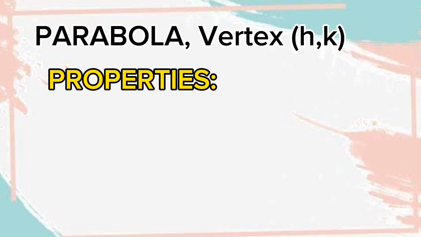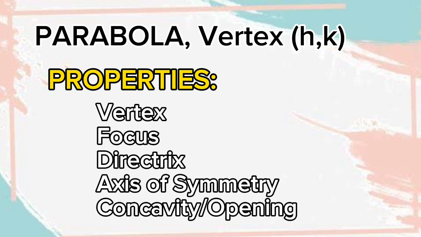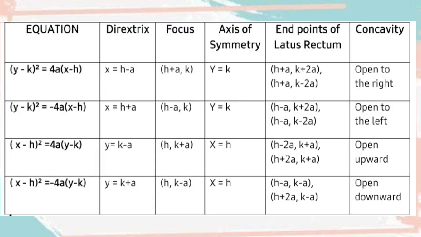Alright, so welcome everyone. For today's video, we're still discussing parabolas. But in this parabola, our vertex will be at h and k. With this, we still have the same properties as with the center at the origin. So we need to find its vertex, focus, directrix, axis of symmetry, and its concavity or the opening. These are the different properties with the different equations.